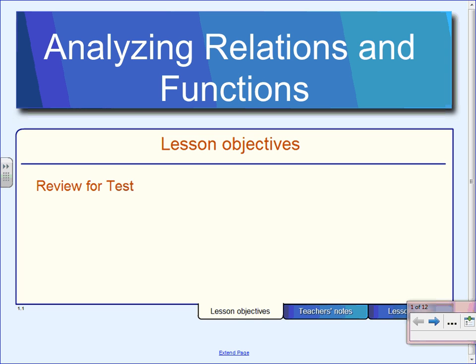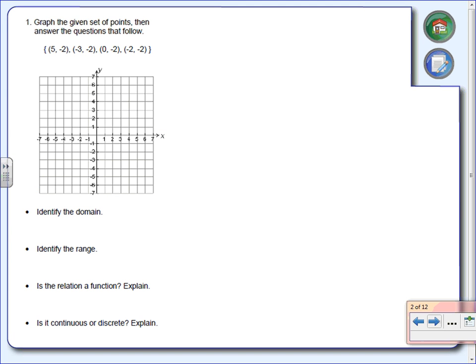As I mentioned, we are going to be reviewing. This is the review for the test that we're having tomorrow. We'll be working on just the even numbers. Then you'll go back and finish up the odds. So, number one, you'll come back and do that one if you haven't done it already.